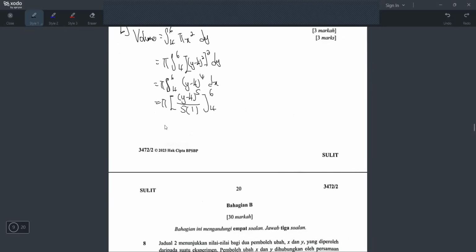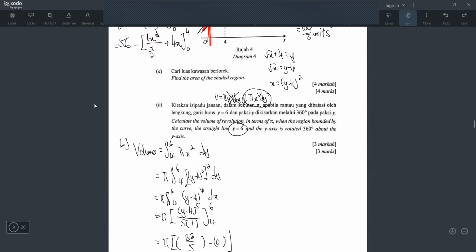Okay, now we can write pi. If possible, simplify first, but I don't think you can do much already, right? So you can just substitute the 6 inside now and then substitute the 4 inside, right? When you substitute, 6 minus 4 is 2, 2 power 5 is 32, so 32 over 5. When you substitute 4 minus 4 is 0, 0 power 5 is 0, 0 divided by 5 is 0. And now you get your final answer: 32 over 5 minus 0 is 32 over 5, times pi units cubed, right? So this is the answer. Okay, is that what they want? Yes, done.